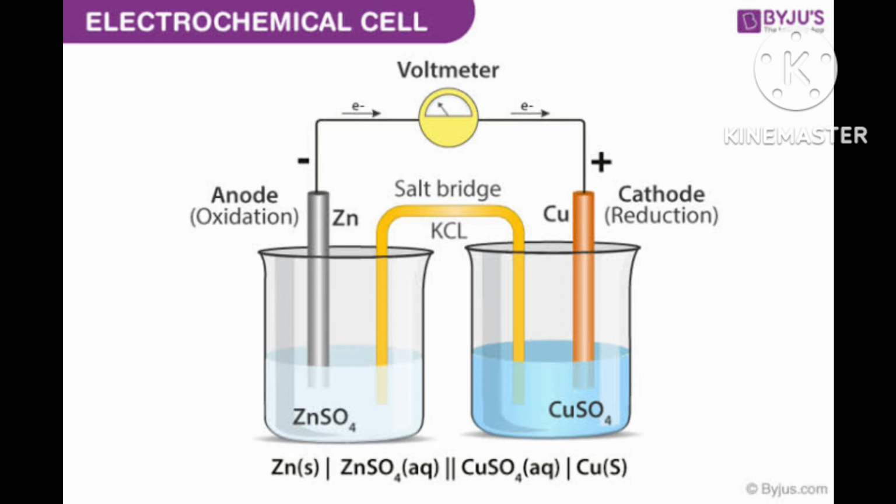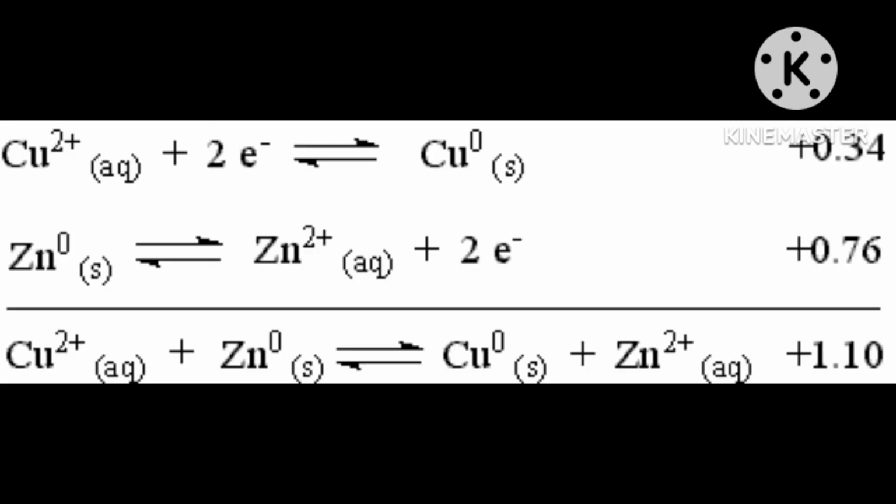Which one is more? Generally the oxidation potential will be more. Just like water flows from high to low, here current will flow from higher oxidation potential to lower reduction potential, from higher potential to lower potential. Suppose oxidation potential is more and reduction potential is less, then electron will flow from zinc to copper, but current will flow in the opposite direction.